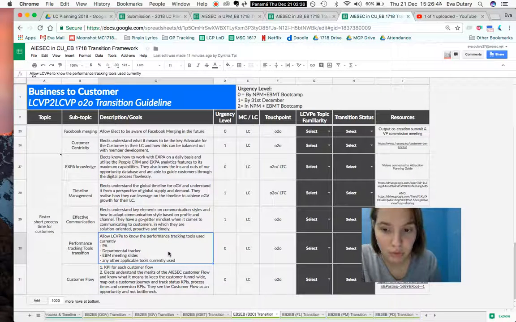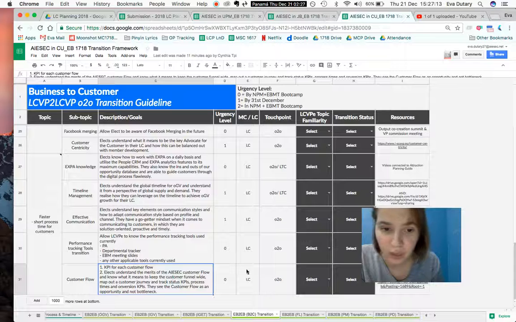Performance tracking tools and transition. So make sure that your elect knows about performance tracking tools that are currently being used in B2C and also generally as VP. So how he or she will do PA, what the department tracker is, EBM meeting slides, any other applicable tools that have to be used in the daily life of his VP life. For this, make sure again that you do the attraction planning together with your VP, and that he sees this framework. Again, the link is behind the camera here.